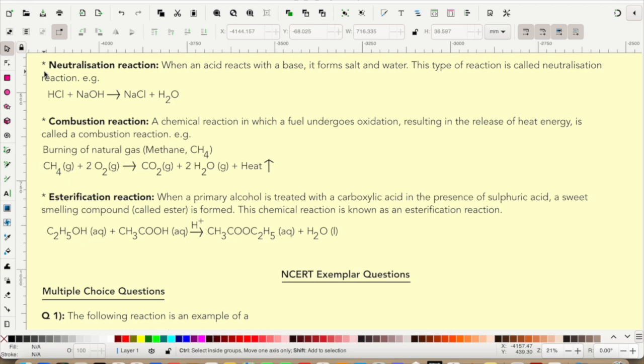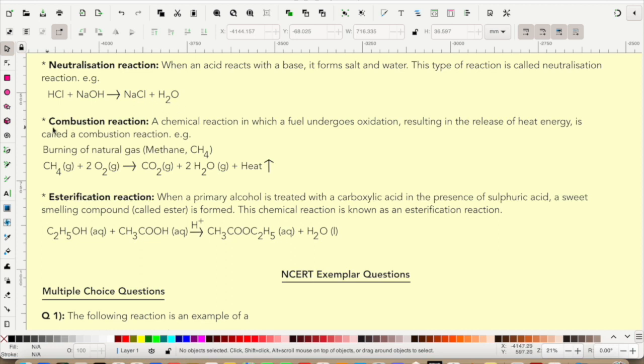Now let us see some named reactions. First one is neutralization reaction. When an acid reacts with a base, it forms salt and water. This type of reaction is called neutralization reaction. For example, HCl plus NaOH makes NaCl plus H2O.